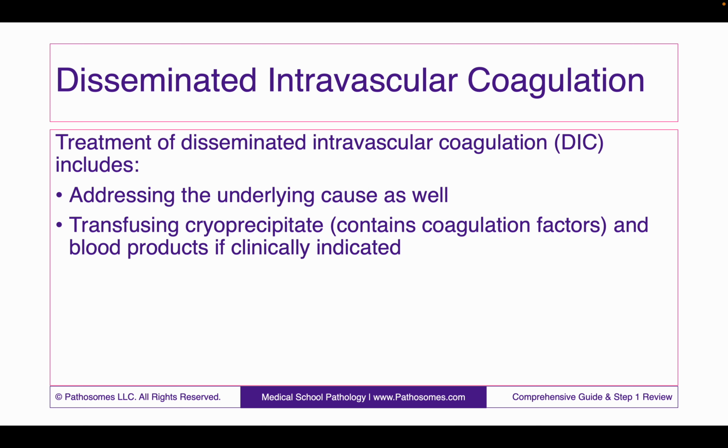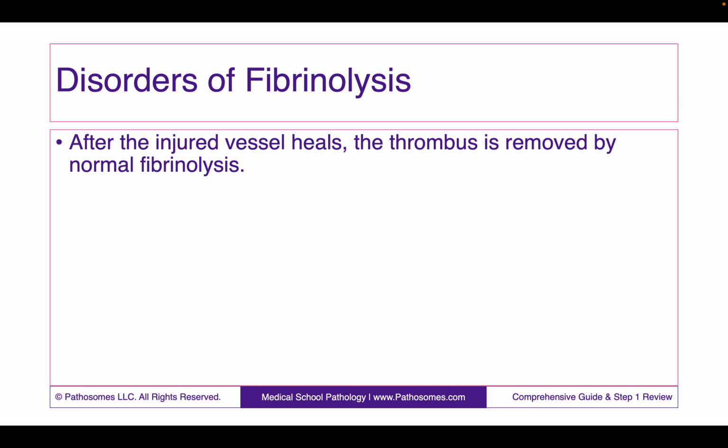Treatment of disseminated intravascular coagulation includes obviously addressing the underlying cause, as well as transfusing cryoprecipitate, which contains coagulation factors, and blood products if clinically indicated. After the injured vessels heal, the thrombus is removed by normal fibrinolysis.